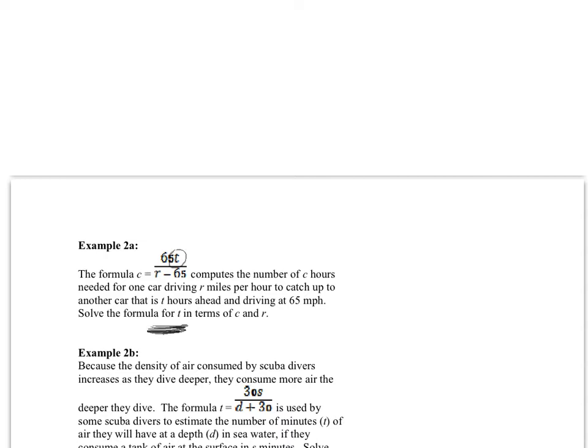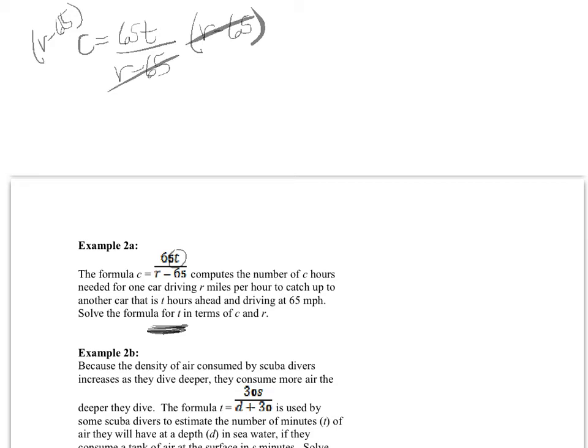So T is in the top, so we got to solve it for T. So we have C equals 65T over R minus 65. Okay, we want to solve everything for T. So we're going to multiply both sides by the denominator, R minus 65, to get rid of that denominator. That would cancel out, and we're left with C times R minus 65 equals 65T.